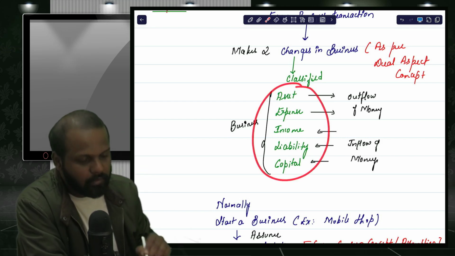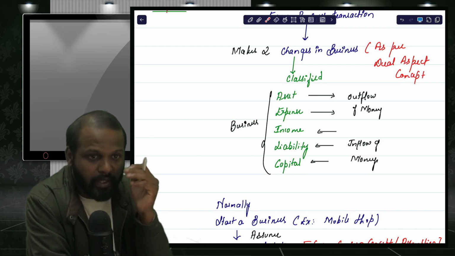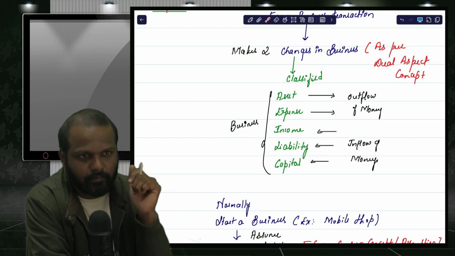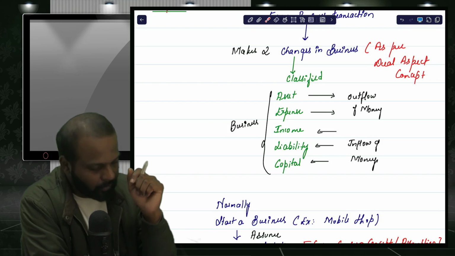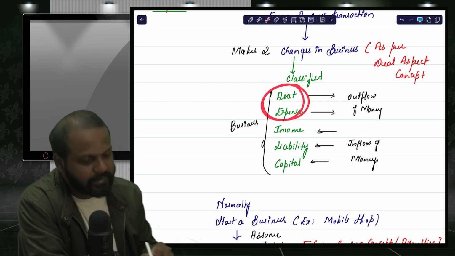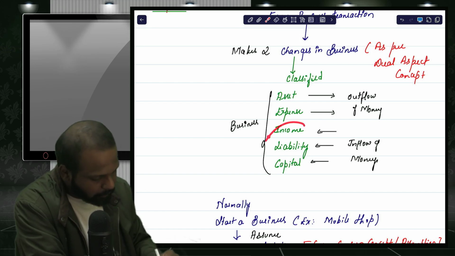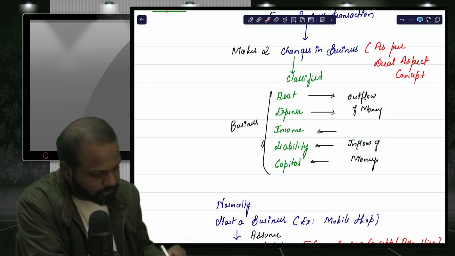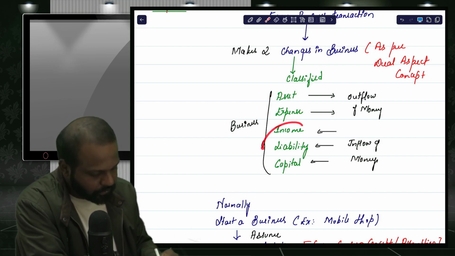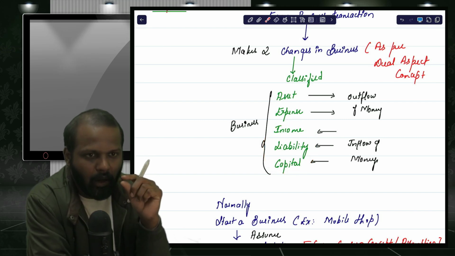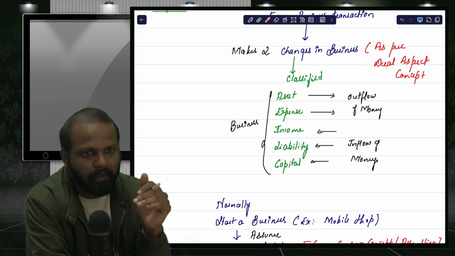Now whatever these 5 items are, we can group them into 2 categories. One group is for asset and expenses. Asset and expense will come in one particular group. And income, liability, capital will come in the second group. So the first group is asset and expense, and the next group is income, liability and capital. Now understand how I have done the grouping. Why will asset and expense come in the same group, and income, liability, capital in the other group?